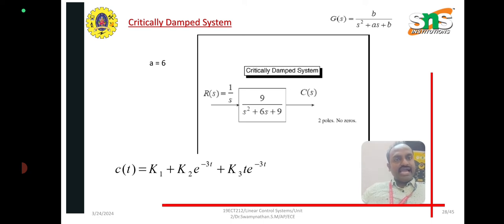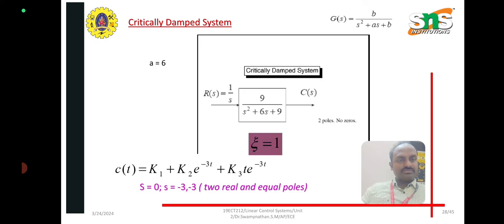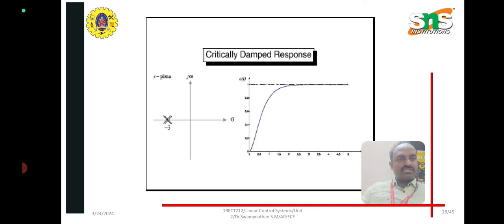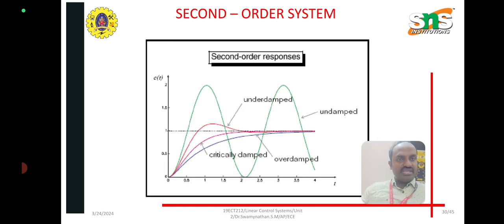And the critically damped system: R of S is equal to 1 by S, and C of S. So you can get C of T is equal to K1 plus K2 e power minus 3T plus K3 T e power minus 3T. So you can easily compare with the different systems. Zeta is equal to 1. This is the graphical representation of the system.